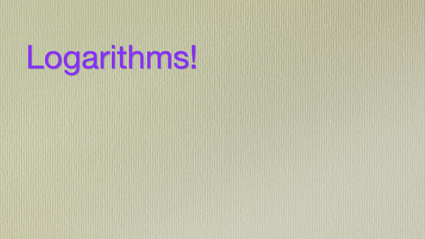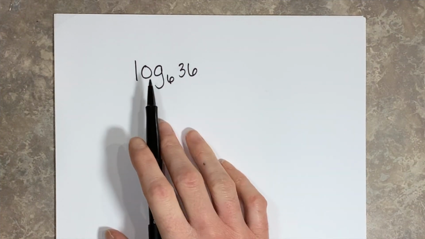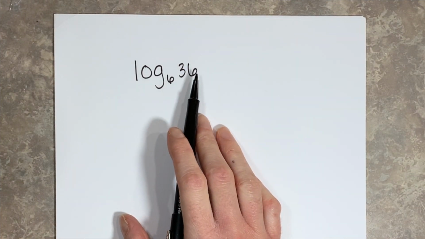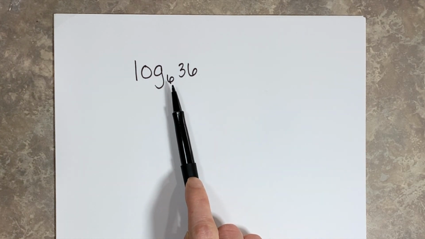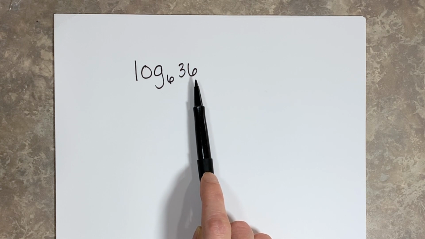Let's take a look at a few examples of basic logs before we get into the formal definition of logarithms. So we would read this as log base 6 of 36. Now, a logarithm represents an exponent. So if you see a logarithm, you know that you're looking for an exponent. What exponent are we looking for? Well, the way we read this is that we're looking for the exponent that we need to put on the base 6 to get the answer 36.